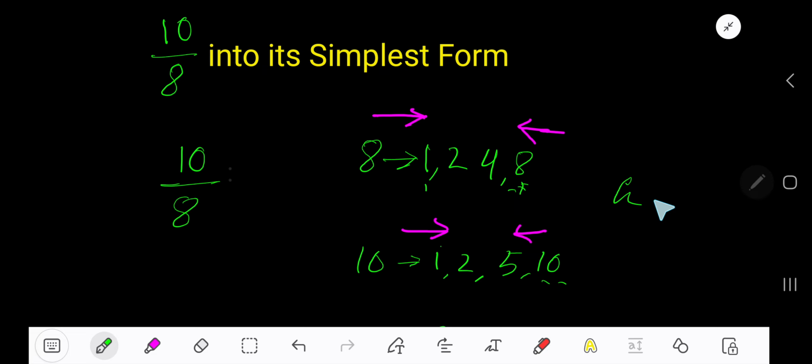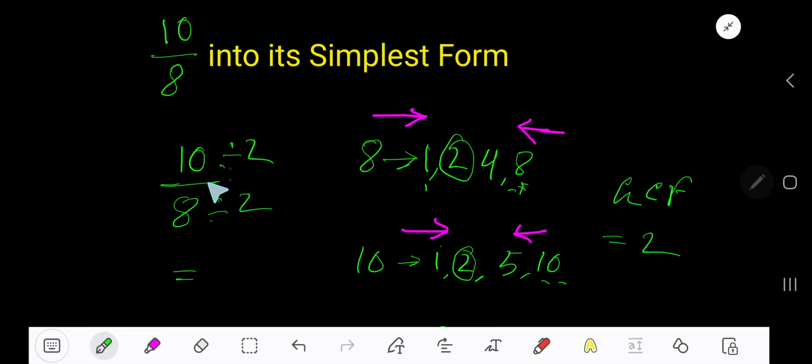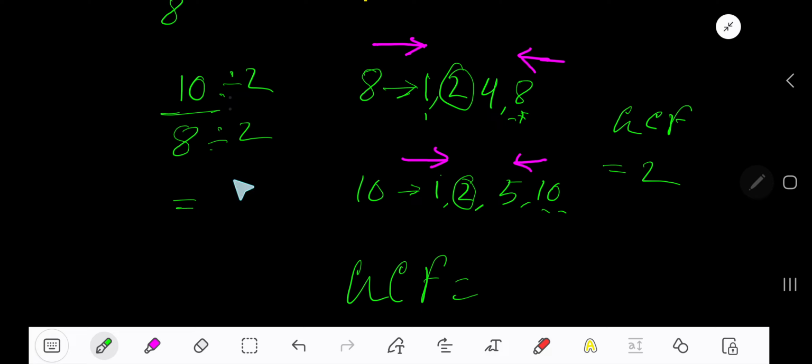The greatest common factor between these two numbers is 2. Look here, 2. Now divide this 10 by 2 and 8 by 2. We are getting 10 divided by 2 means 5 and 8 divided by 2 means 4.